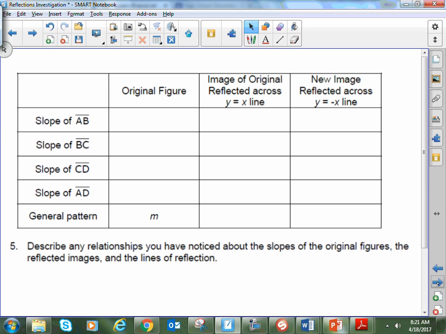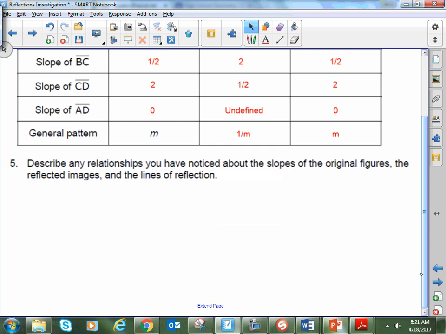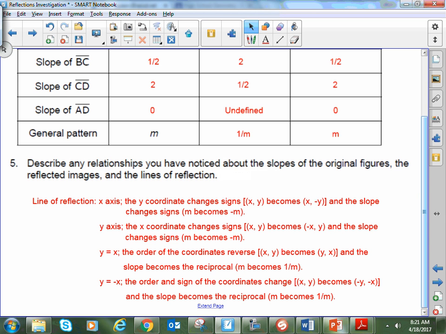And here, I believe this is our last table, where we're just looking at the slopes. Describe any relationships that you've noticed. So here, the relationships don't really change from what we did before. The answers where you described the relationships that you saw previously are pretty much the same thing here. But again, pause the video and make sure you compare your answers with mine. If there's something that I have that you do not have, you definitely need to add it to your paper.